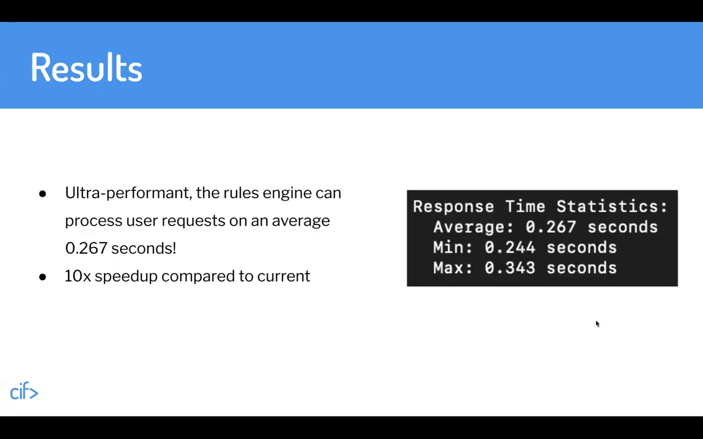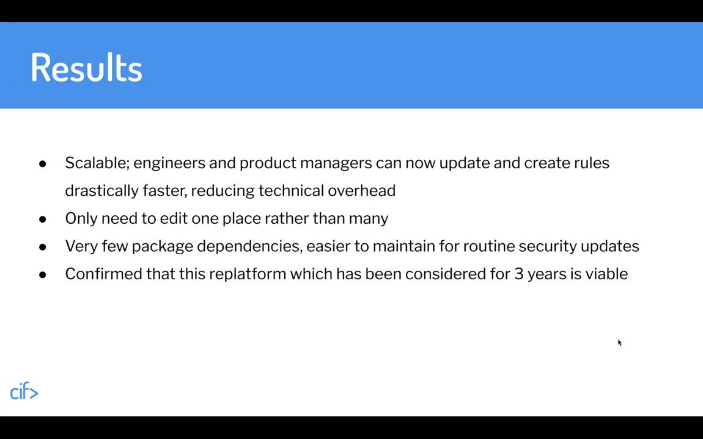And some of the results that came from this: one of them was a pretty significant performance upgrade. There's actually a 10 times speed up compared to the current, with an average user request being processed in only 0.267 seconds. This is opposed to previously, where it would take around 2 to 5 seconds for a user's request to be processed, which cuts down the time pretty significantly for a user to be able to see which benefits programs they qualify for. And it's much more scalable now.